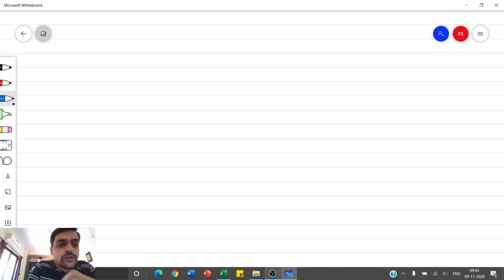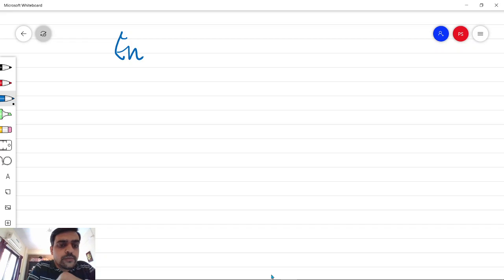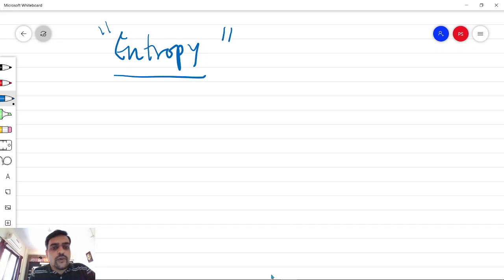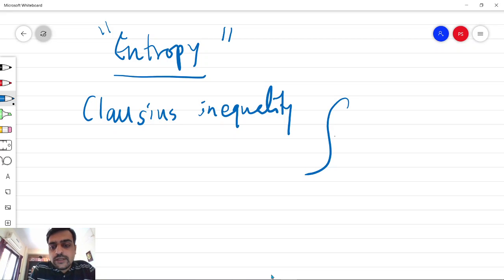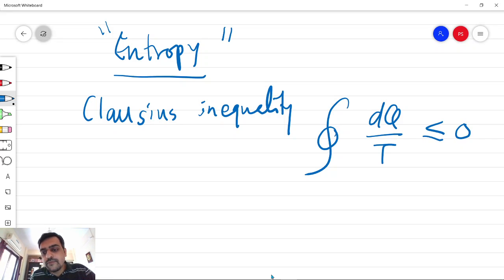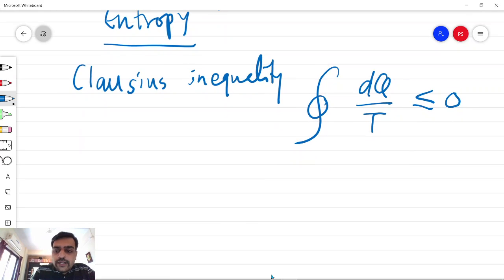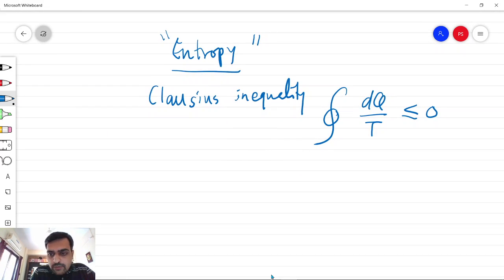Now we are going to discuss a new term called entropy. For that, we will need to begin with the famous Clausius theorem, or Clausius inequality. It states that for every thermodynamic process, the integral over dq by T is less than or equal to 0. Using the same inequality, we are going to define the term entropy.